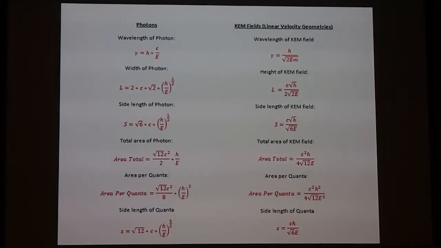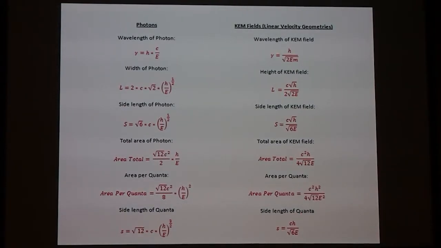So we can also do this for a bunch of other different geometric properties. We can calculate the width of a photon, which I said was from one point of the diamond to the opposite one. We can describe the side length, which is all the same because it's equilateral, the total area, the area per quanta, and the side length of these quanta. We can perform all of the exact same calculations for chem fields as well.